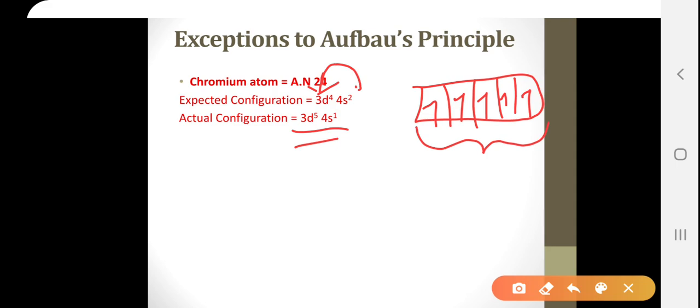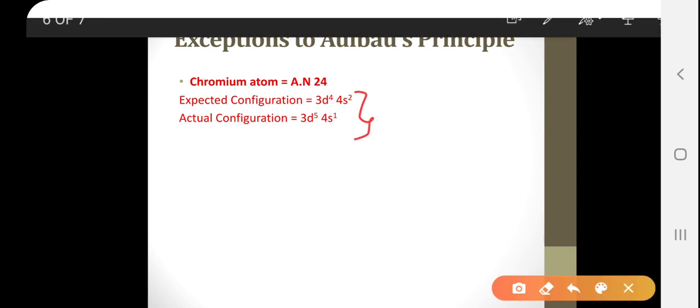It means a half-filled or completely filled orbital is a stable one. So for this reason, this one electron jumped into the 3d orbital, or we can say this 3d orbital borrows one electron from 4s. We can explain this way of configuration: why it came like this is to attain the half-filled, stable configuration.